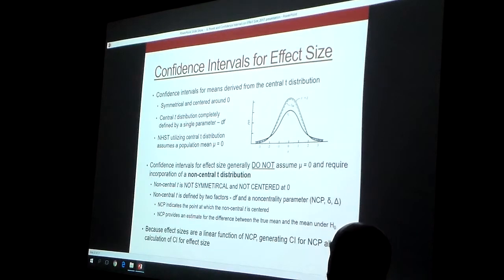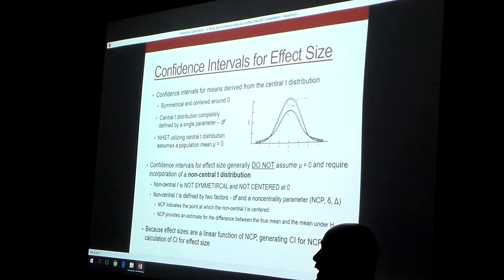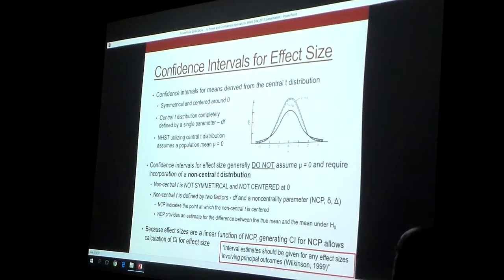And because we know that effect sizes are a linear function of our non-centrality parameter, okay? So our non-centrality parameter is a metric of the difference between the population mean and the population mean assumed under the null, right? Which is conceptually the exact same thing as our effect size, just a different metric. If we can get the upper and lower bounds of that non-centrality parameter, we can back translate that into confidence intervals around our effect sizes, okay?